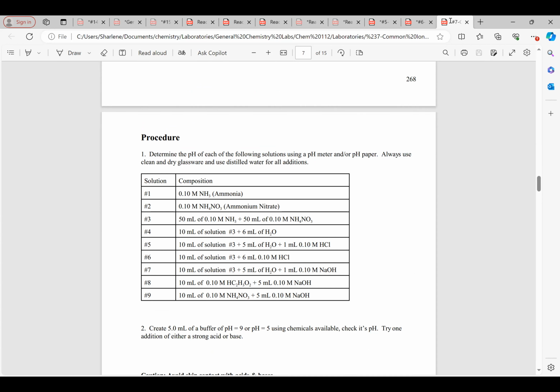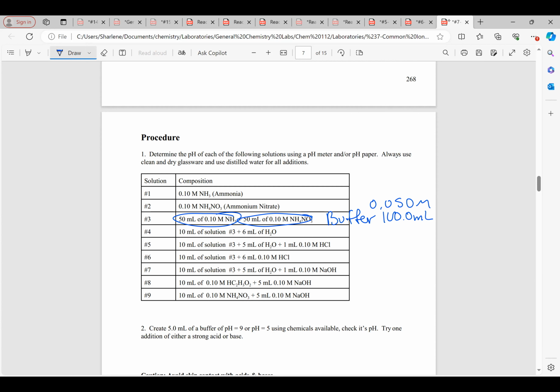Then we are going to take 50 mils of our ammonia and 50 mils of the ammonium, and we're going to make a buffer. So we're now going to have 100 milliliters of a buffer of 0.050 molar, because remember, it dilutes. We doubled the volume, so we halved the concentration.